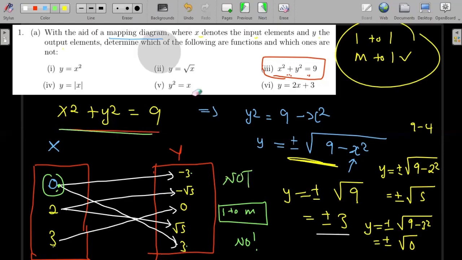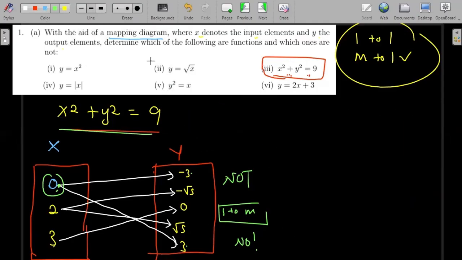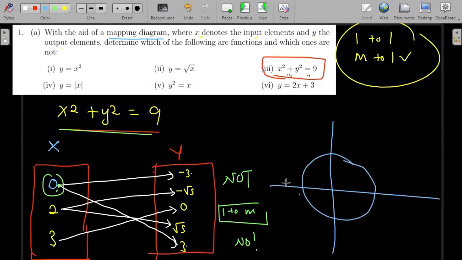And you can also show it on a graph. If there are any questions, please ask. On a graph, a circle looks something like this. This is a circle, x squared plus y squared equals 9. The radius here is 3, -3, -3, 3. So how do you get the radius? You just square root the 9. So this is the graph of this relation here.